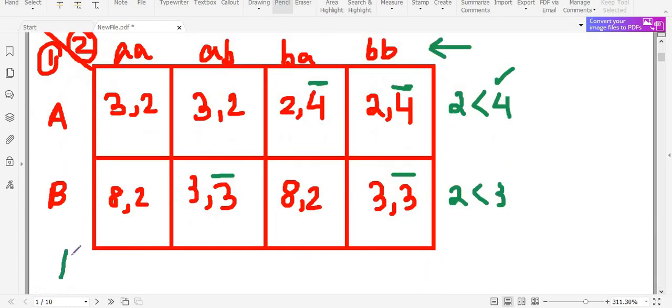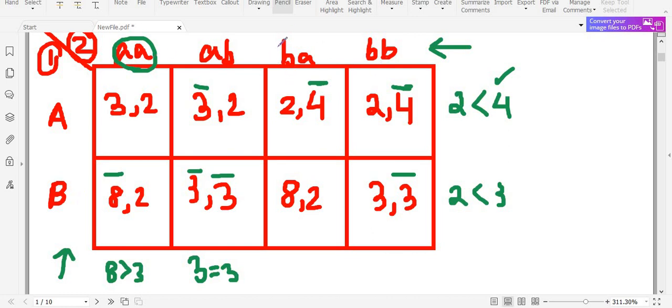Now let's look at player 1. If player 2 chooses small a small a, then player 1 will look at 3 and 8. Since 8 is greater than 3, player 1 will tend to choose capital B because it will give him or her a higher payoff of 8. Similarly, if player 2 chooses small a small b, then player 1 will compare between 3 and 3 and will realize they are both indifferent. Since 3 and 3 are equal, player 1 can choose either capital A or capital B. It does not matter.